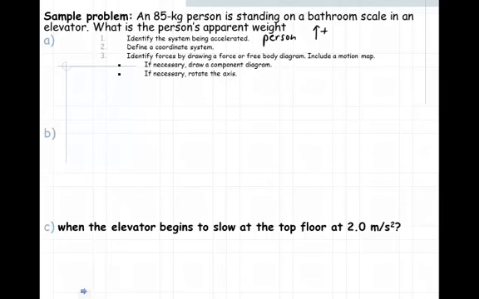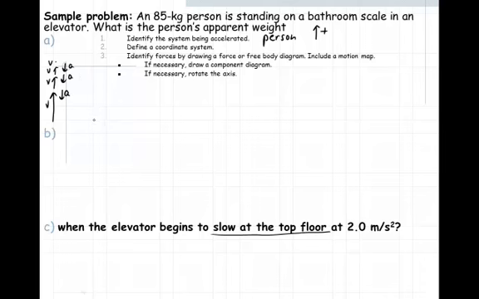So it says it begins to slow at the top floor. So it's moving up, but it's slowing down. Eventually it'll come to a stop. So that's what the motion map would look like. The acceleration arrows would point in the opposite direction. And that's really important because remember, the acceleration arrows tell us which force should be larger.